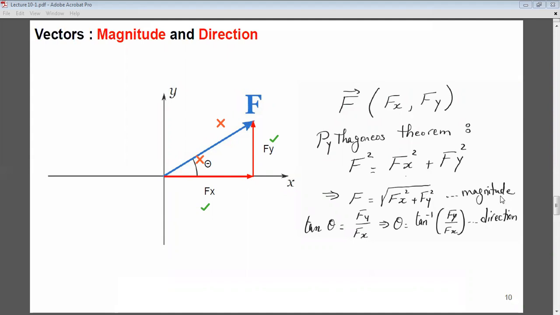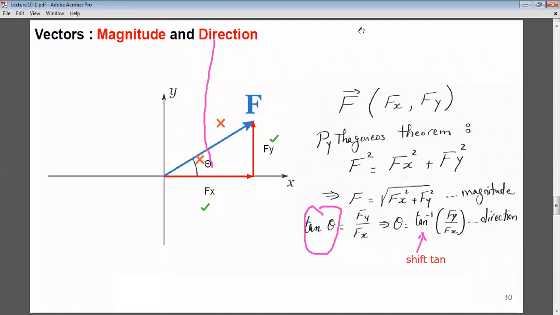This is the magnitude. And to get the direction, it's angle theta. I have to remember that tangent theta is opposite over adjacent. So theta will be tan inverse on the calculator. This is shift tan. On the calculator, you just do shift tan of this number, which is fy over fx, and I get the direction.